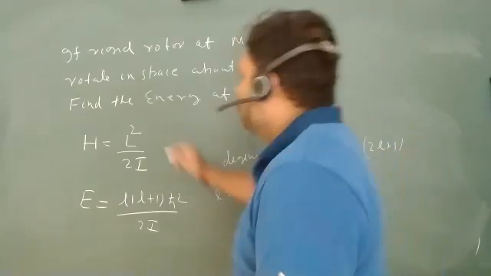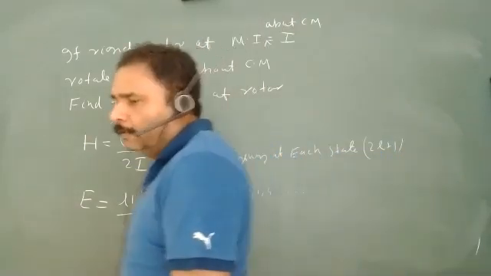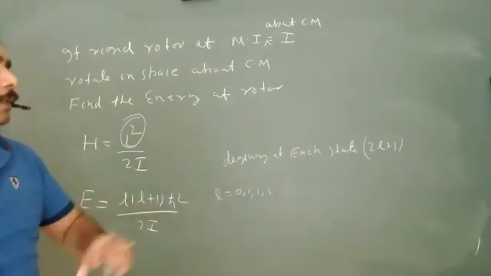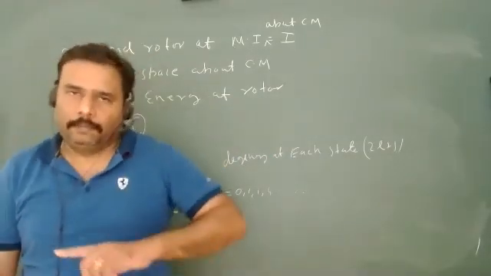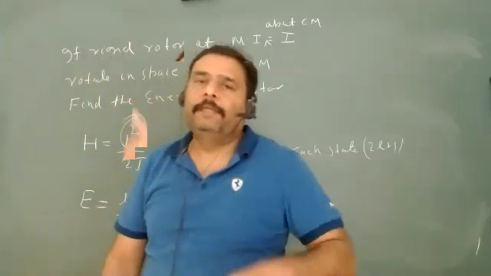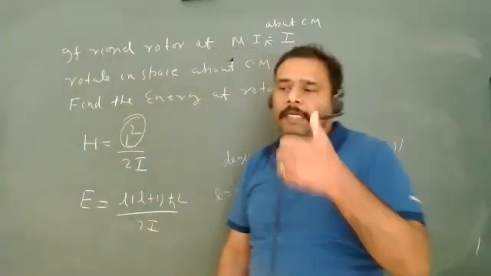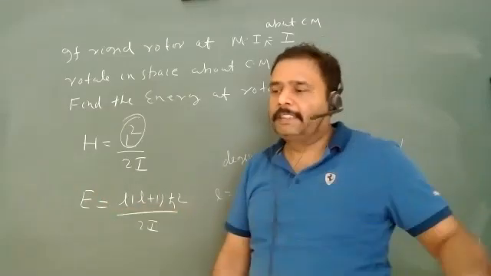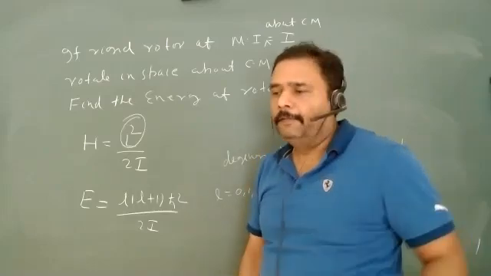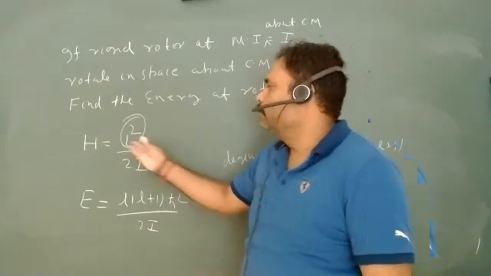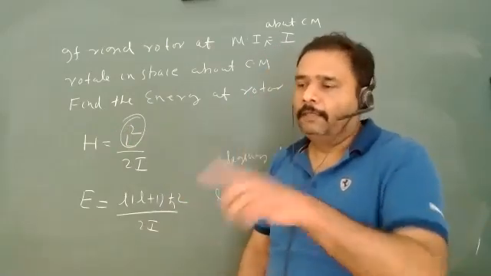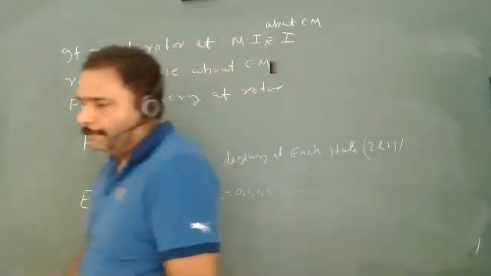Simple, because I am only concerned about L square. If there is any rigid rotor rotating about some axis, you just have to figure out what your L square is. In the last problem, L square was equivalent to Lz square because it was constrained to move in the XY plane. Here you have to take the whole L square, because it is rotating in whole space about the axis.